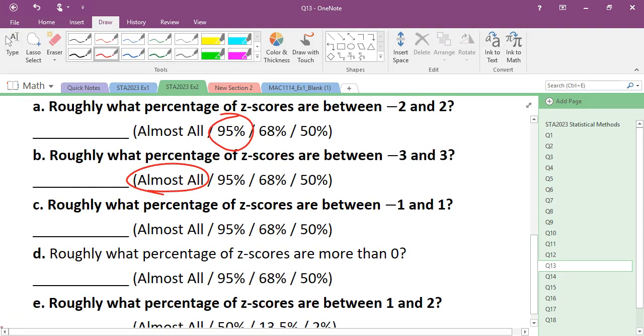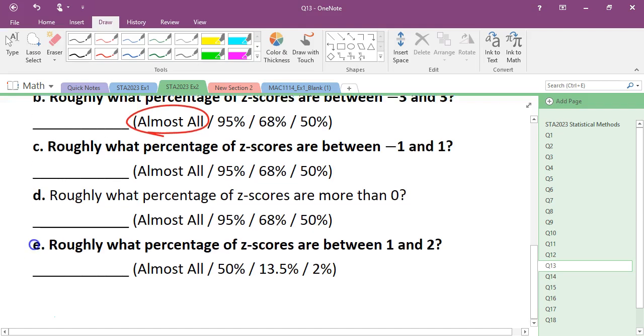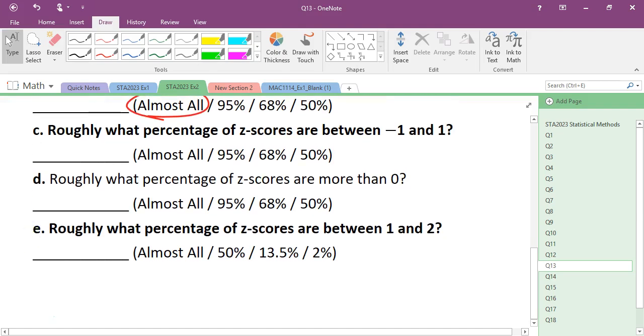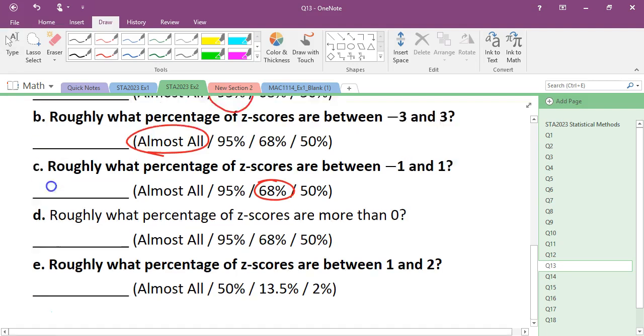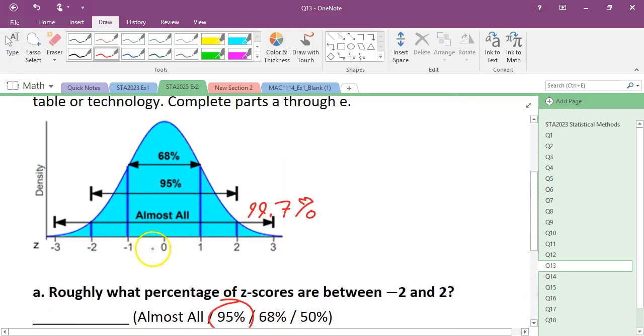Okay. Roughly what percent of z-scores are between 1 and -1? Definitely looking at that picture, you can see 68%. Now, what percentage of z-scores are more than 0? 50. Because when you're looking at this guy, you're taking this part of the graph. You want to be more than 0. So how much of my graph is that? It's exactly half of it. You cut it in half at 0.